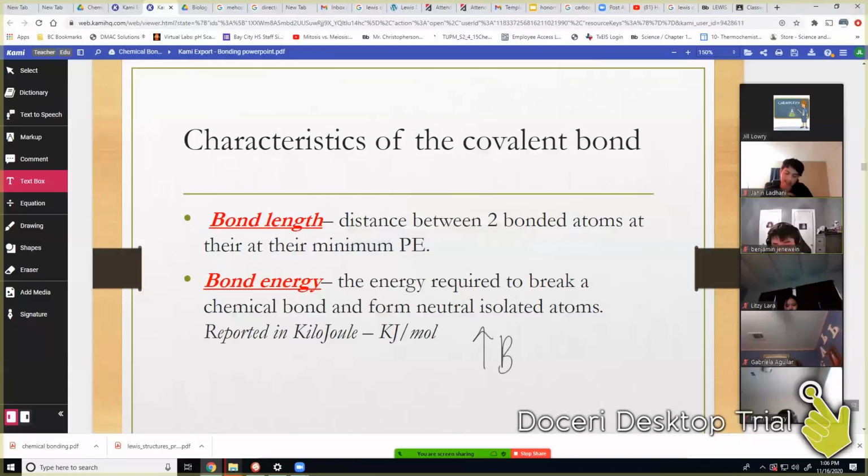As you increase the bond length, you decrease the strength of the bond, so you would also see a decrease in the bond energy. As that bond gets longer, the nuclei of the two atoms that are part of the bond are farther apart, and so it becomes a little bit weaker.